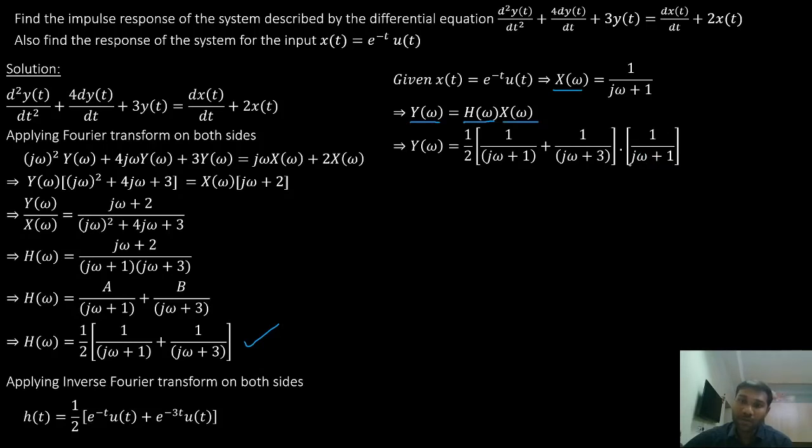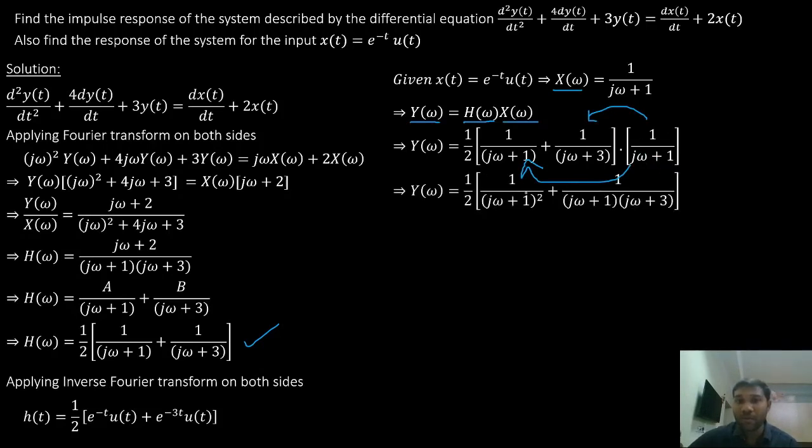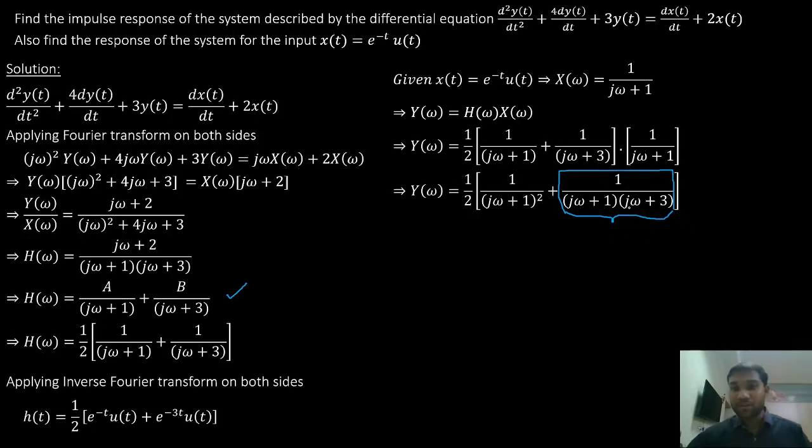So I'll multiply this with the first term and with the second term. So what will I get? 1 by 2 into (1 by (j omega plus 1)) whole square plus 1 by (j omega plus 1) into 1 by (j omega plus 3). Now, I am going to do partial fractions, the same procedure as in the previous step, for just this term alone.